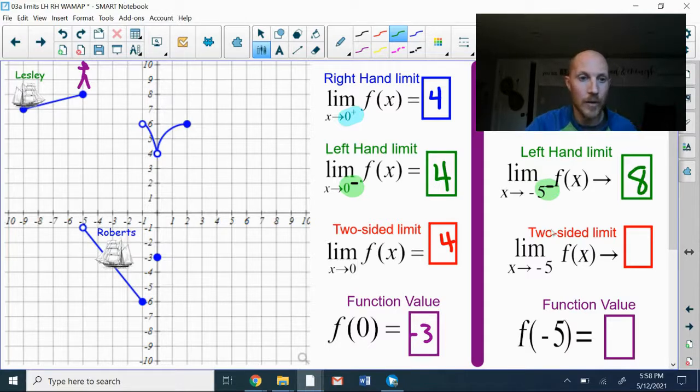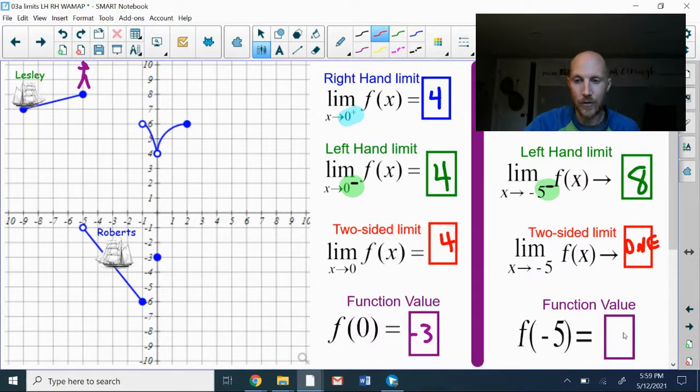Then the two-sided limit. Did those two Dread Pirates both find the same height? No, they did not. If you just looked at the graph, do the two parts of the graph connect to each other at -5? No, they're totally disconnected. It's a discontinuity. The two pieces of the graph are not connected to each other at that x value of -5, which means the two-sided limit does not exist.